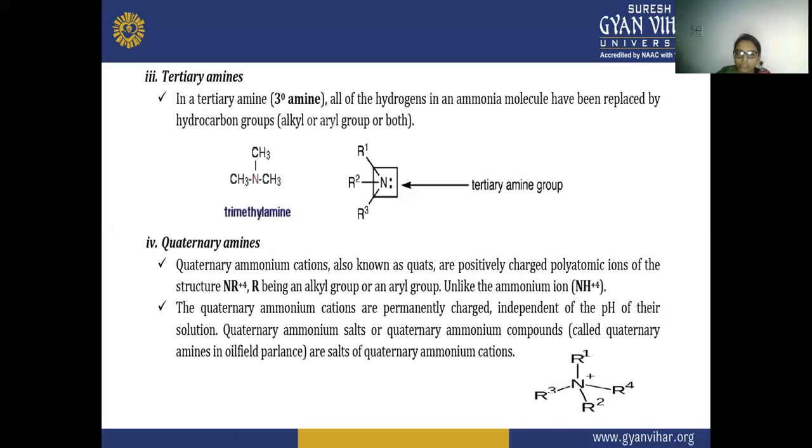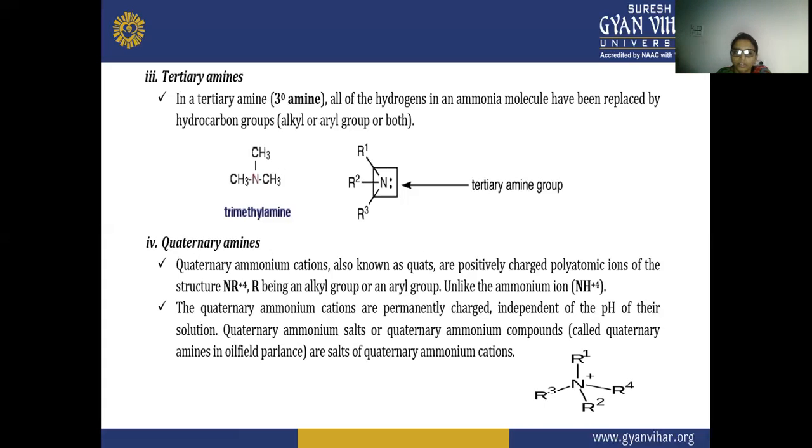Again, in the tertiary amine, all the hydrogens of ammonia have been replaced by alkyl hydrocarbon groups, that is alkyl groups or aryl groups, or both. This shows the structure of the tertiary amine: the three alkyl groups R1, R2, R3 are attached to the nitrogen, and the dotted structure shows a lone pair of electrons on the nitrogen. An example is trimethylamine, that is CH3, CH3, CH3.